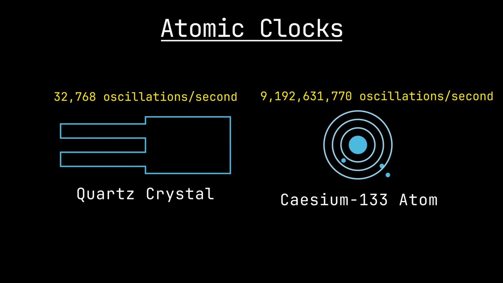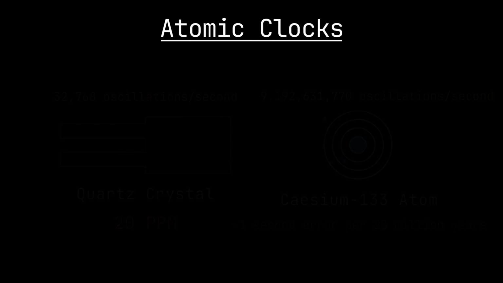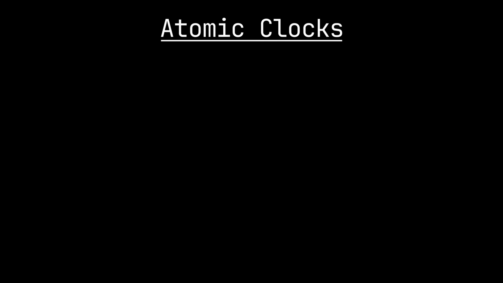Atomic clocks are the gold standard of timekeeping, with some having errors equivalent to 1 second every 20 million years. However, there's a limited number of atomic clocks in the world, and they tend to be big and expensive, so how do we distribute this across the world?